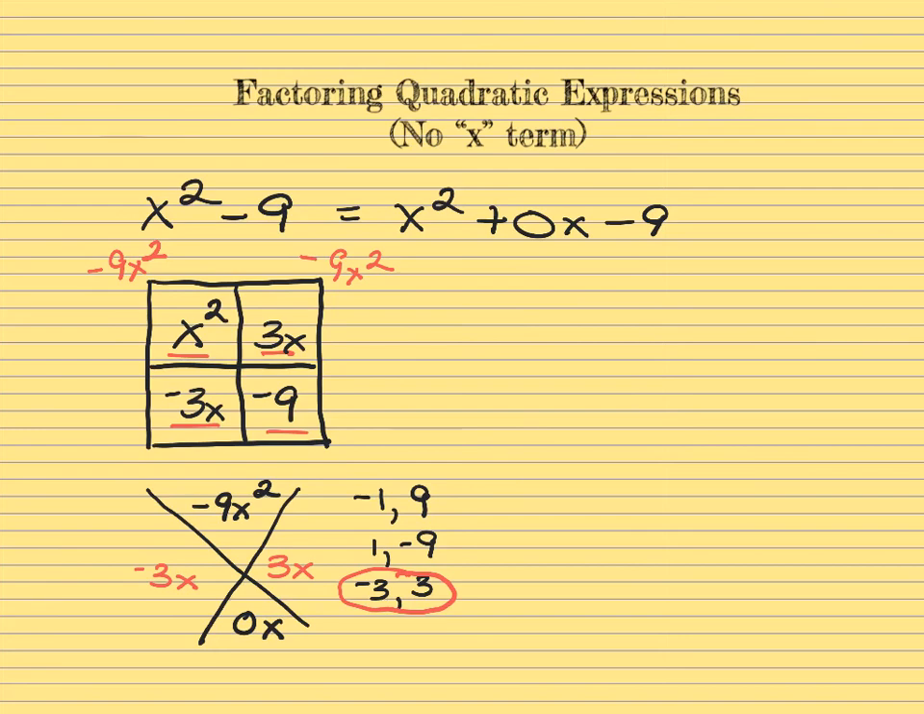And so now what I need to do is find the dimensions of this rectangle. I need an x times an x to give me x squared. I need x times a negative 3 to give me a negative 3x. I need negative 3 times positive 3 to give me the negative 9, and I need x times a positive 3 to give me 3x. So that means that the quadratic expression x squared minus 9 will factor into x minus 3 times x plus 3.